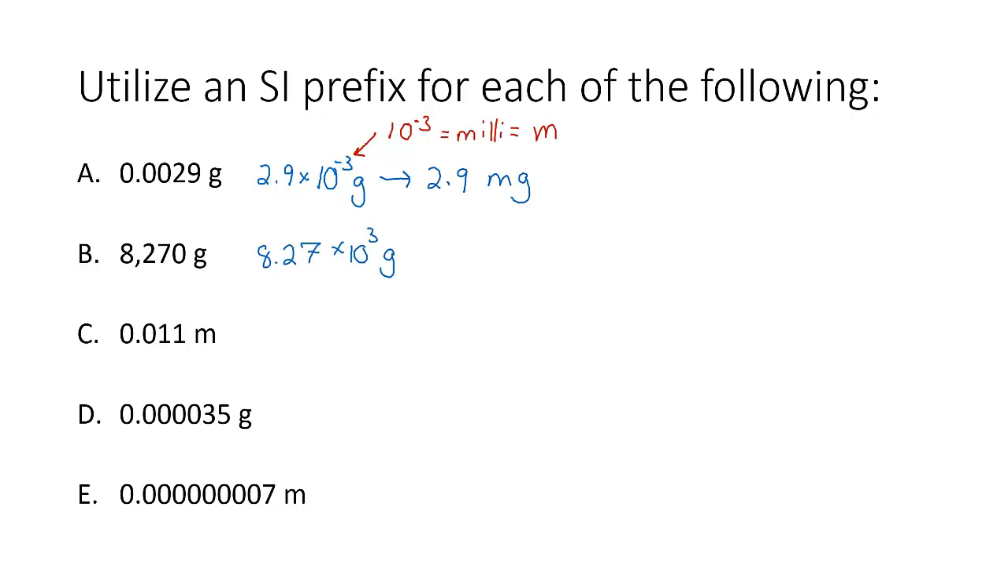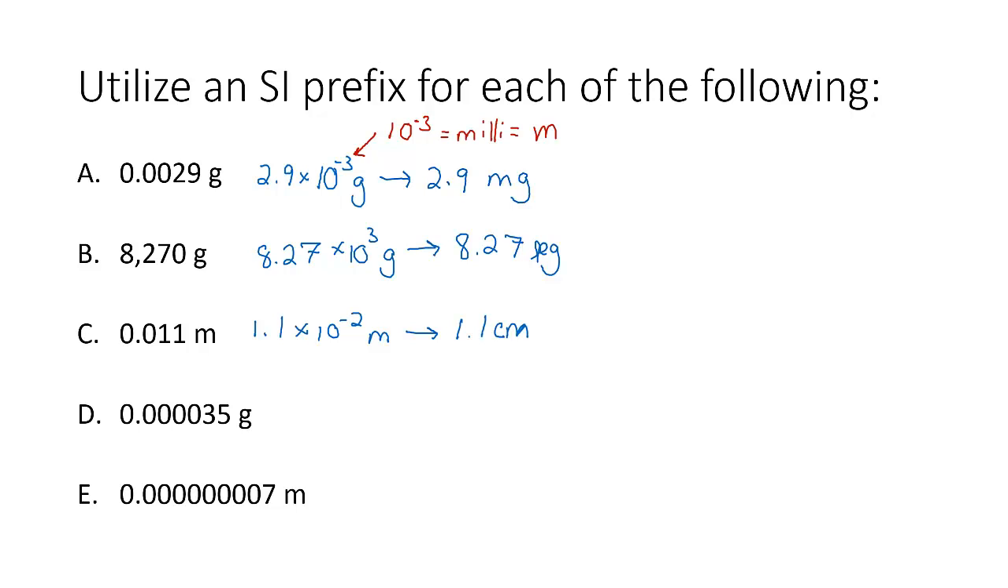For this next one, 8.27 times 10 to the third. 10 to the third can be substituted with the prefix kilo to become 8.27 kilograms. For this next one, it is 1.1 times 10 to the minus 2 meters. 10 to the minus 2 is centi, so we replace that with centi to become centimeters.